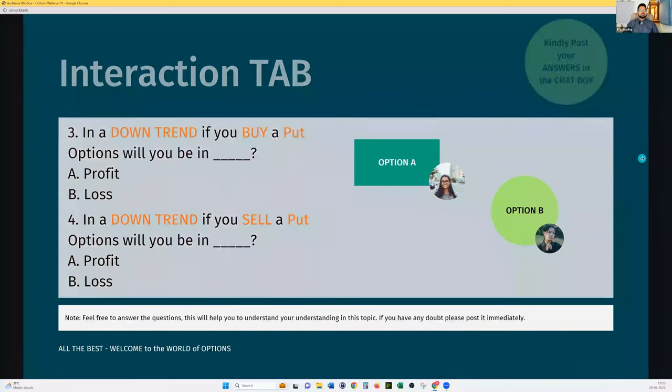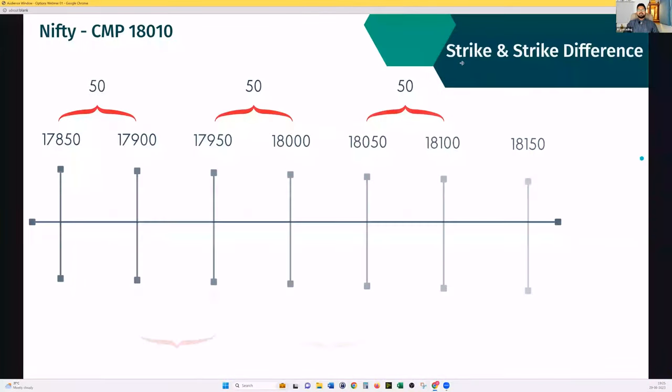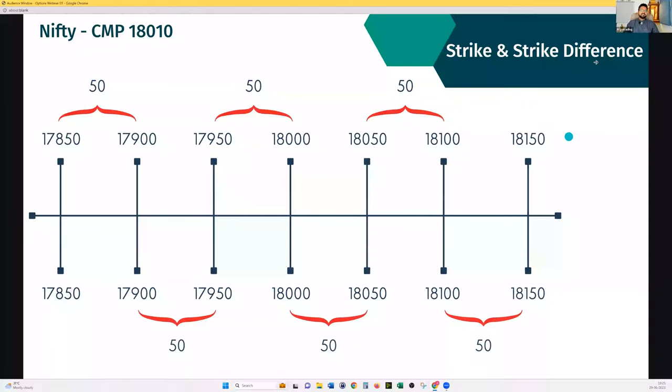That's good. Superb. Now we come to the strike and strike difference. Okay. So here, you can see the current market price of Nifty is 18,010. Okay. So now we can see 18,000 over here, and 18,050, 18,100, 18,150. So what are these? These are the strikes.